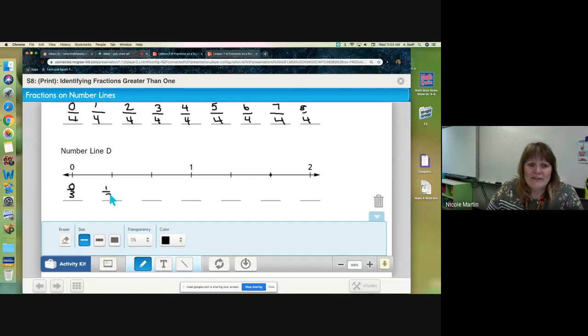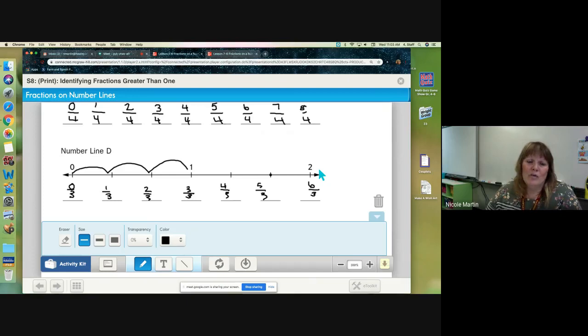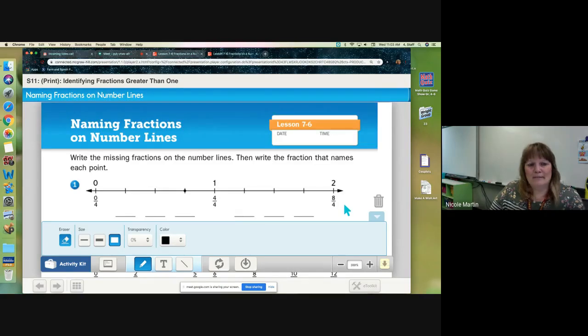So my 3rd graders, if you're back, hopefully you were able to fill this one in. We found out that there were 3 equal parts. We got 1 part, 2 parts, and 3. So 3 equal parts. And then if you follow along, the pattern continues to the 2 spot. So 0 thirds, 1 third, 2 thirds, 3 thirds, 4 thirds, 5 thirds, and 6 thirds. Okay? All right, let's turn the page and take a peek at the next spot.